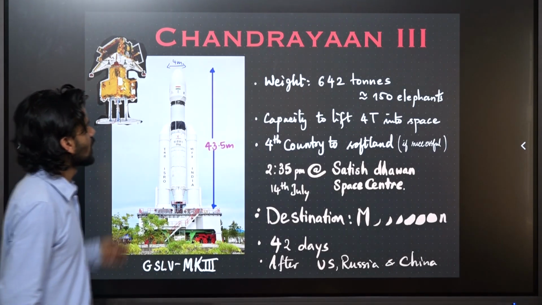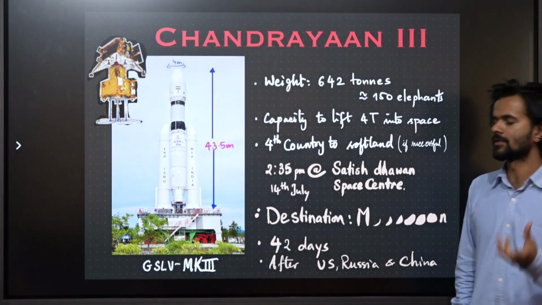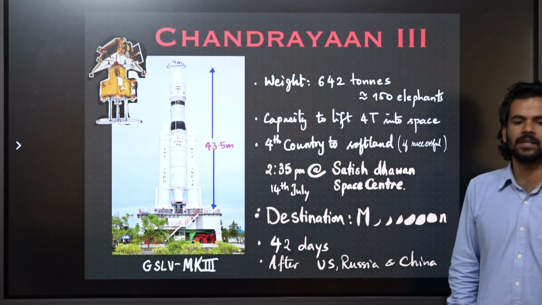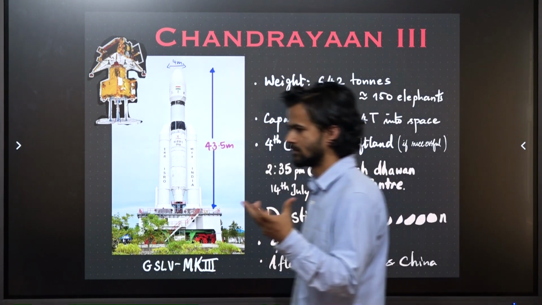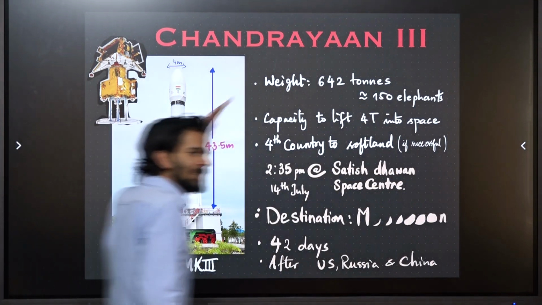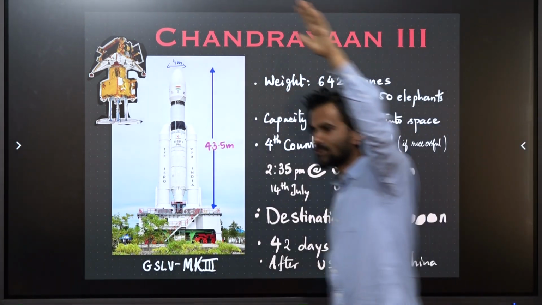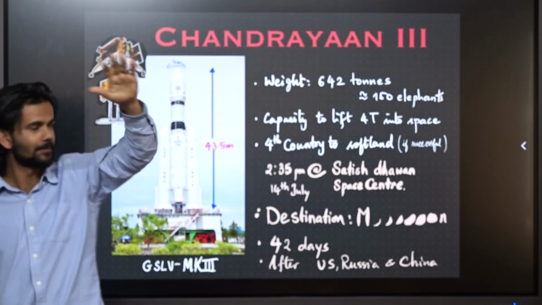Okay, so we have Chandrayaan, Chandrayaan 3. Chandra means moon, Yaan means vehicle. So Chandrayaan, a vehicle that's going to the moon. That's what we are going to learn about.